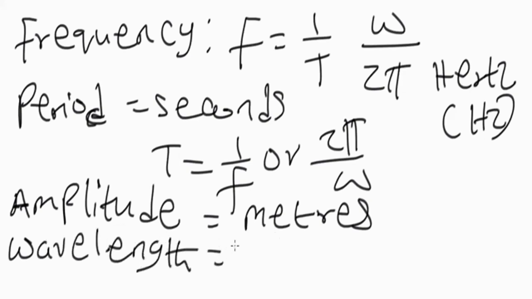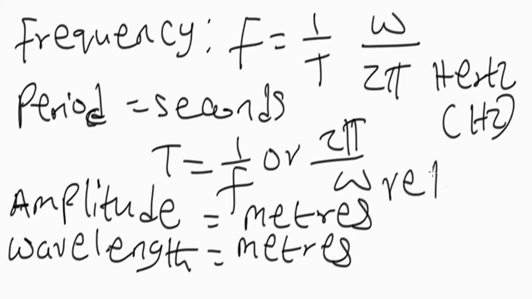Okay, so wavelength is also measured in meters. We also have the velocity, which is the speed of a particle undergoing a wave motion, measured in meters per second. Okay, so these are the basic parameters. We have others already, but these are the basic ones.